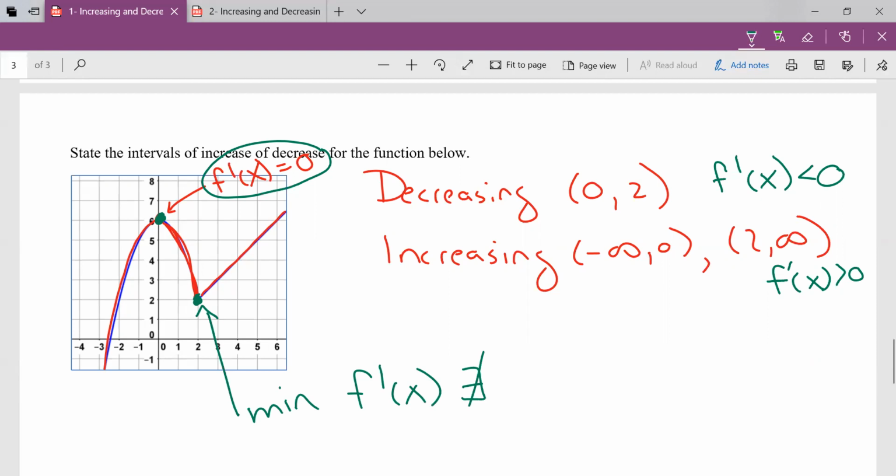So something else for us to think about coming up is a max and a min. A max or a min occurs when the derivative is equal to 0 or possibly when the derivative does not exist. All right, that's going to be really, really important in the next lesson.